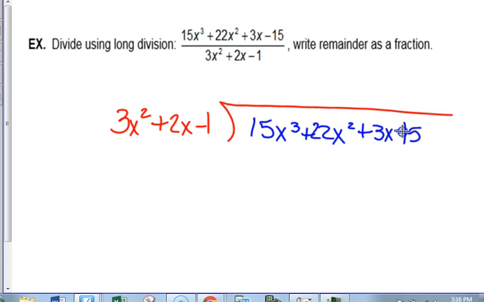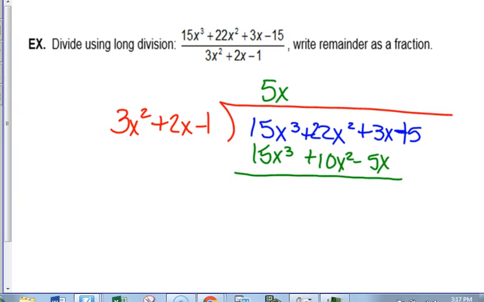We need to do this. Who can tell me how to do this quickly? Okay, because 5x times 3x squared gives us 15x cubed. This is where some of you fell apart. You've got to distribute that to this whole thing, though, right? So we get plus 10x squared minus 5x. Did I do that right?